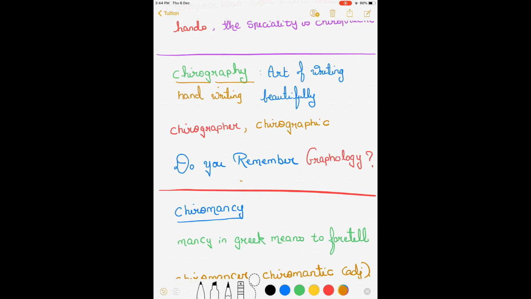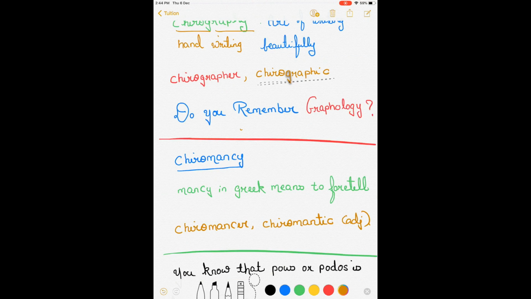Now, chirography, hand and graphy. You know, chiro means hand, graphy means writing. So the art of writing beautifully is chirography. Chirographic is the adjective, and the person that does chirography is a chirographer, or the person that has chirographic interest is a chirographer.